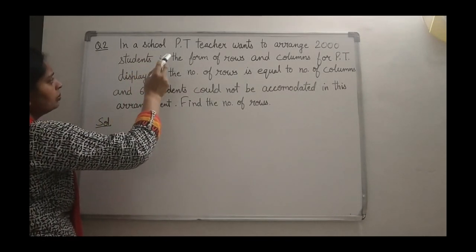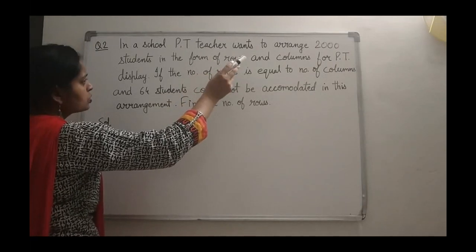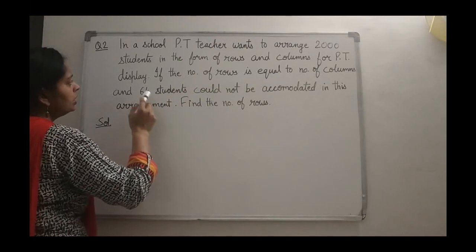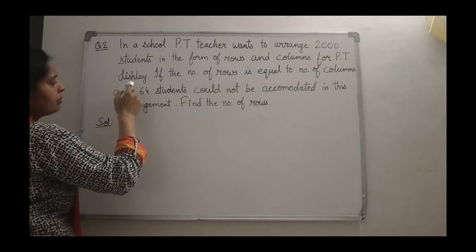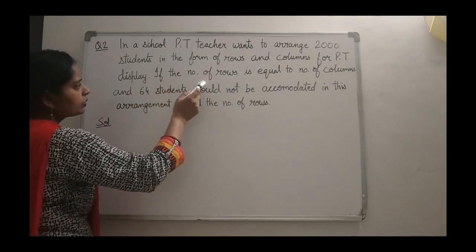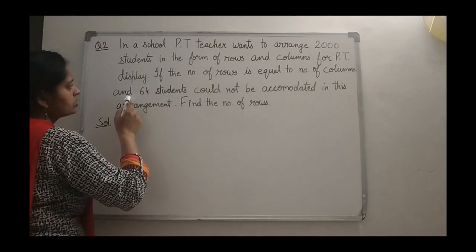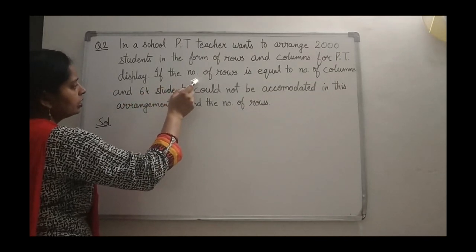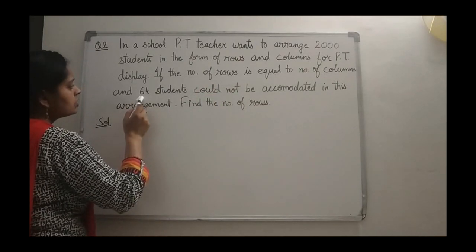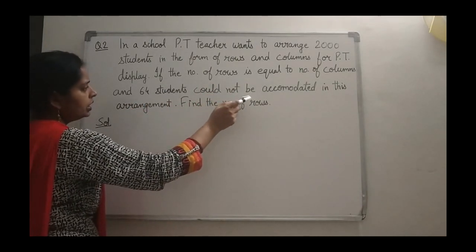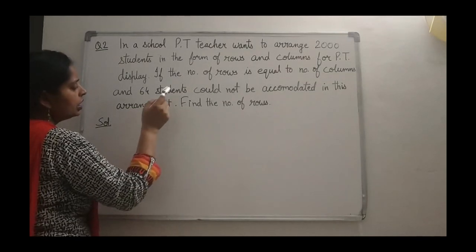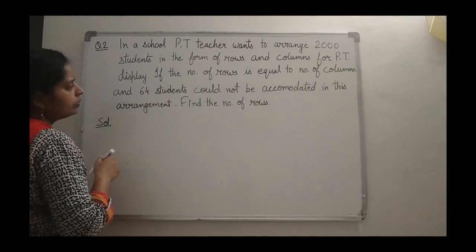In a school, the PT teacher wants to arrange 2,000 students in the form of rows and columns for PT display. Like in the school you have, you have to arrange in rows and columns. Now, if the number of rows is equal to the number of columns, and 64 students could not be accommodated in this arrangement, 64 students have not taken part because of the arrangement, then find the number of rows.